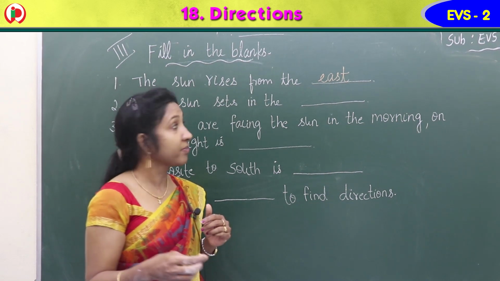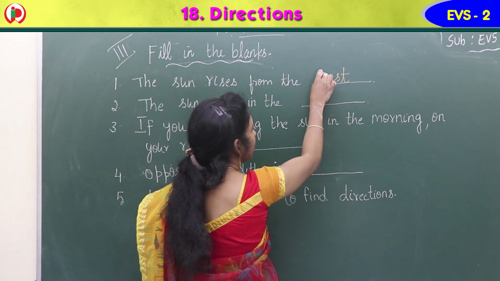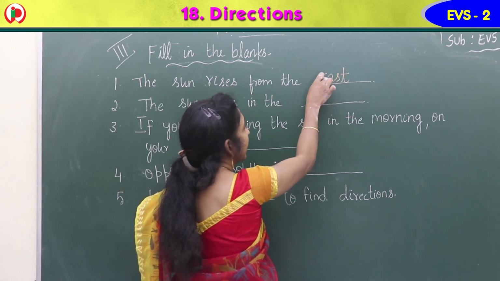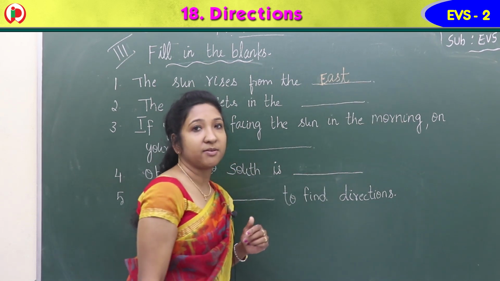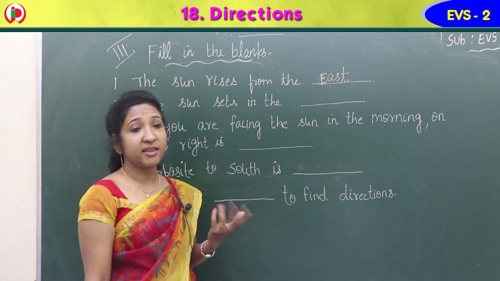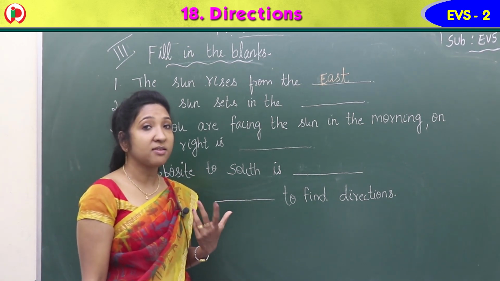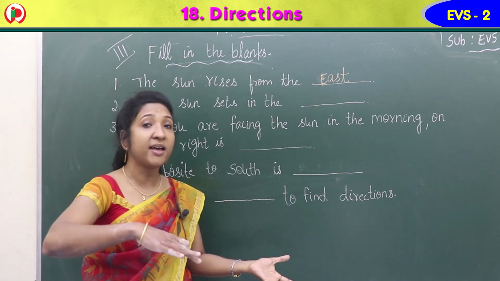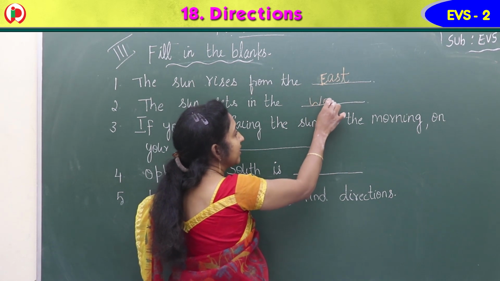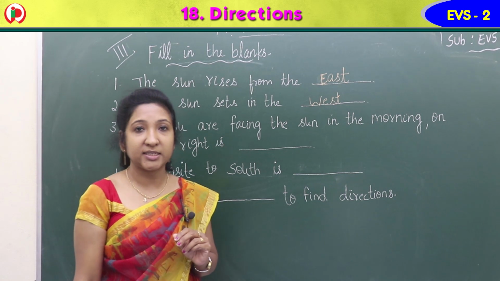E-A-S-T, east. Yes, directions we can write with capital letters. The sun rises in the east. E-A-S-T, east. The sun sets in which direction? Sun rises in the east and sets in the west. Okay, W-E-S-T, west. Sun sets in the west.